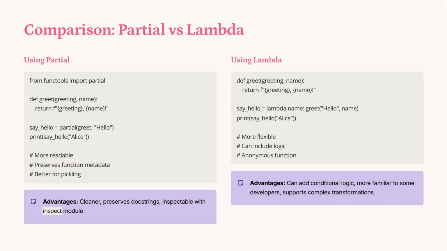Partial functions offer cleaner syntax, preserving function metadata and enhancing readability, making them ideal for scenarios requiring fixed arguments. In contrast, lambdas provide flexibility, allowing for conditional logic and complex transformations, though they lack metadata preservation. Choose partials for clarity and reusability, and lambdas for dynamic, one-off operations.